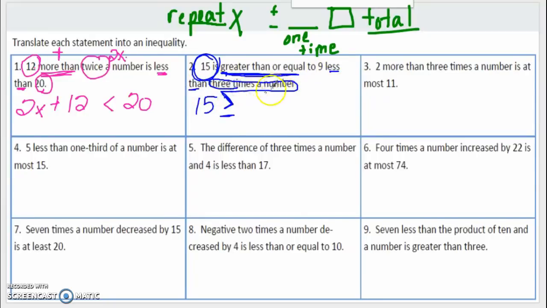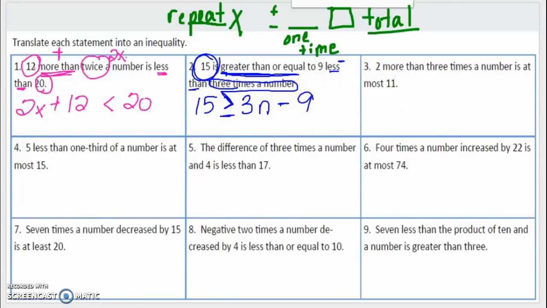So 3 times a number is our repeat with our variable. 3 times a number. And then we have 9 less than that. So less than is a subtraction clue word. So 9 less than that. Could we put 9 minus 3 in? No, we could not. Otherwise, it would say 3 times a number less than 9.